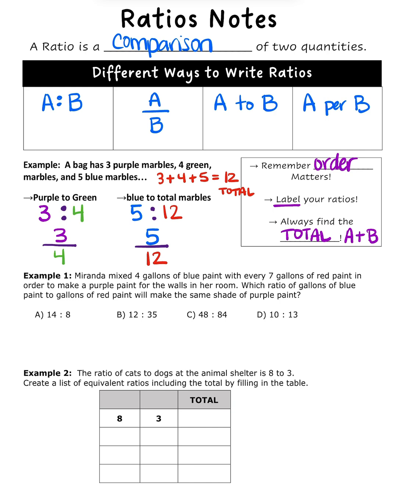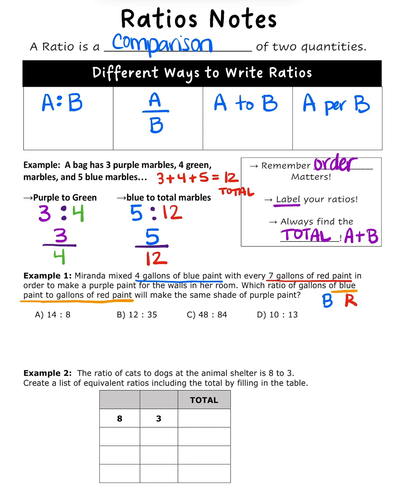All right, so let's apply that ratios knowledge to example number 1. We've already learned skip counting a little bit, so that's what we're going to focus on today, skip counting and butterfly. It says Miranda mixed 4 gallons of blue paint with every 7 gallons of red paint in order to make purple paint for her walls in her room. So I'm going to underline 4 gallons of blue paint. Which ratio of blue to red? Remember, it's really important that we look at the question statement and see what order. So we have blue paint to red paint. So we need blue to red.